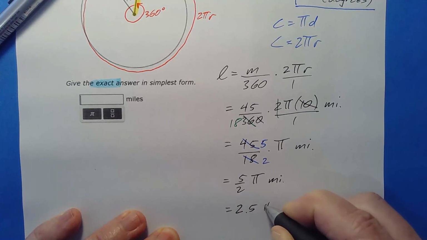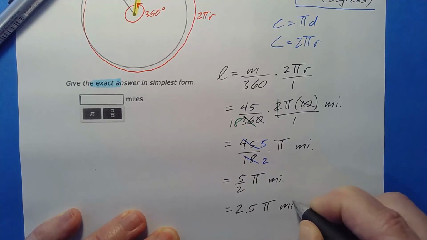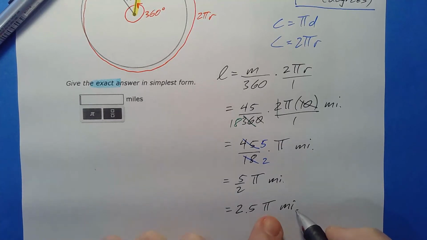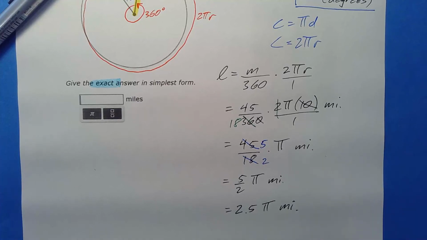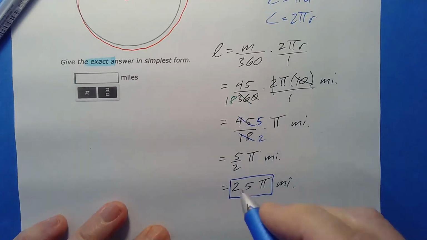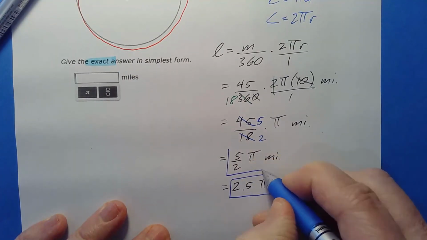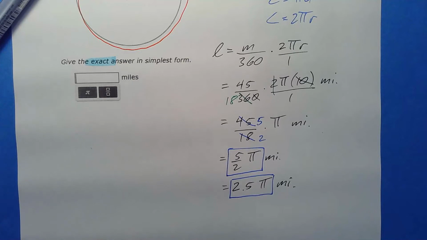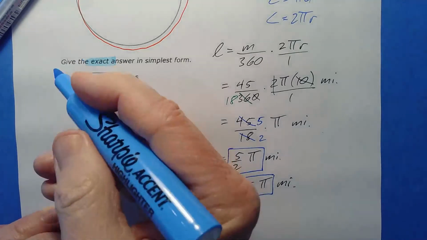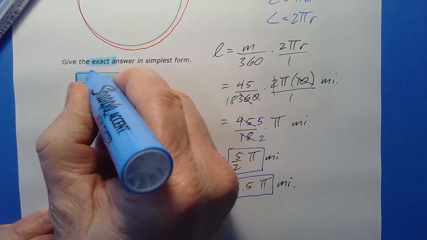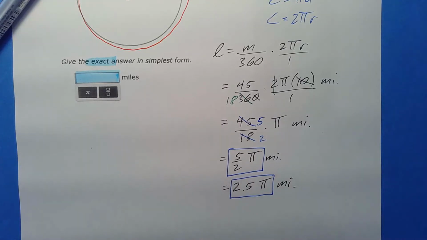If you put in 2.5 pi, and then the miles, of course, you're not going to type the miles because it's already there. But if you put either one of those in there, I'm pretty sure IXL is going to be happy. Either 2.5 times pi, or you could type into that box 5 halves pi. But again, it's exact, so that box is what's going right there.